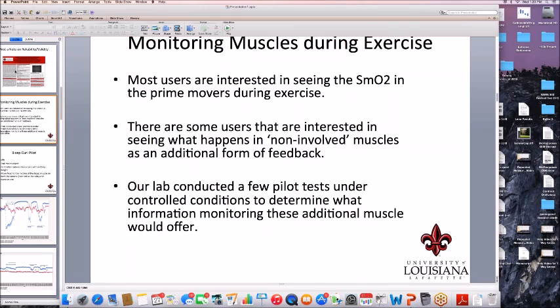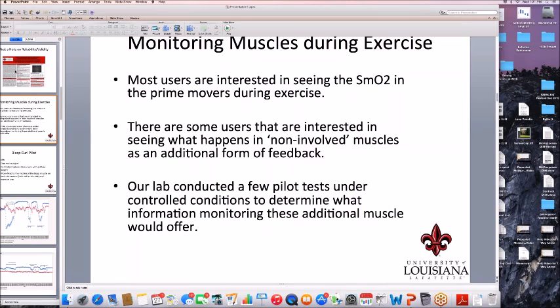So one of the things that came up at the Moxy Researcher Summit a lot was the use of monitoring muscles during exercise, monitoring both prime movers and non-involved muscles. A lot of people were getting information by monitoring non-involved muscles. We should backtrack here. A lot of times these are deltoid muscles during cycling, or something that you don't see as a prime mover.